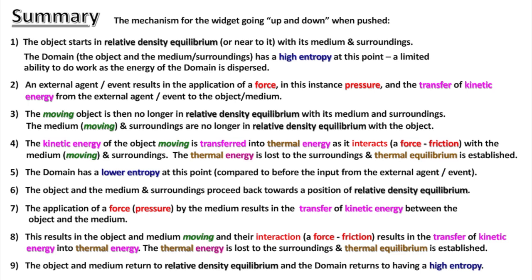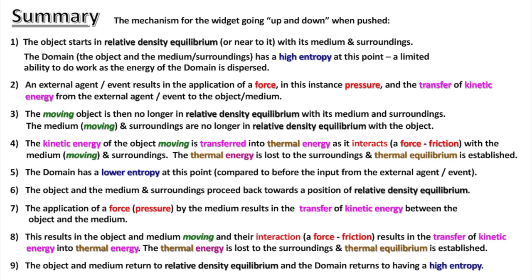Summary: the mechanism for the widget going up and down when pushed. 1. The object starts in relative density equilibrium, or near to it, with its medium and surroundings. The domain, the object and the medium surroundings, has a high entropy at this point, a limited ability to do work as the energy of the domain is dispersed.